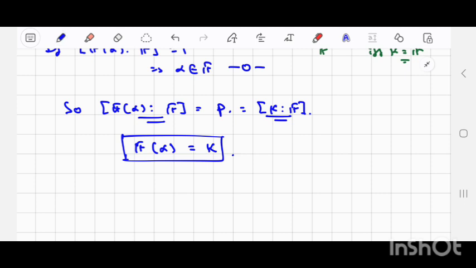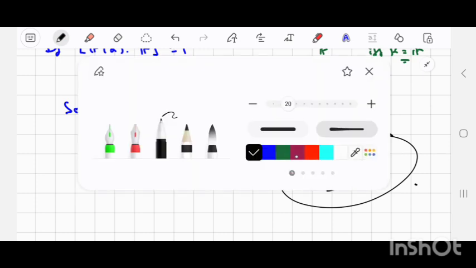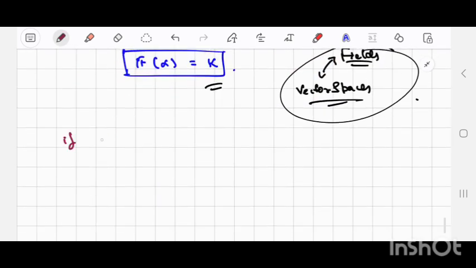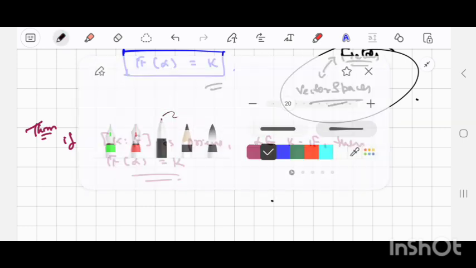Clear? Actually, throughout field theory, two concepts go side by side. We need to analyze our concepts in terms of fields as well as in terms of vector spaces as we require. Getting my point? Therefore, what do I conclude? What I conclude from here is the following observation: if K over F is prime and alpha is in K minus F, then F of alpha must be equal to K. This is given as a theorem in most books. Is it clear to everyone?